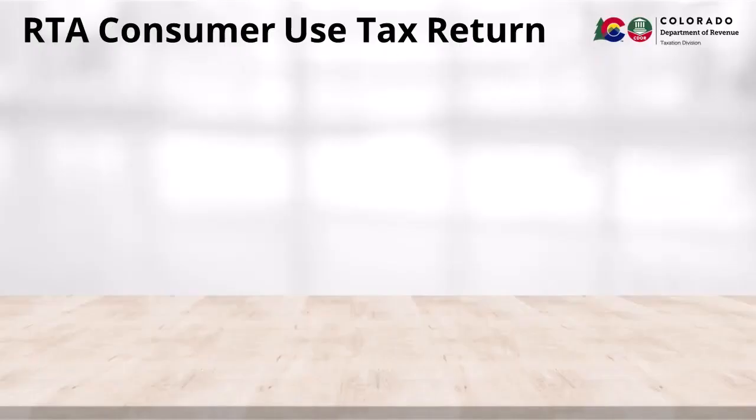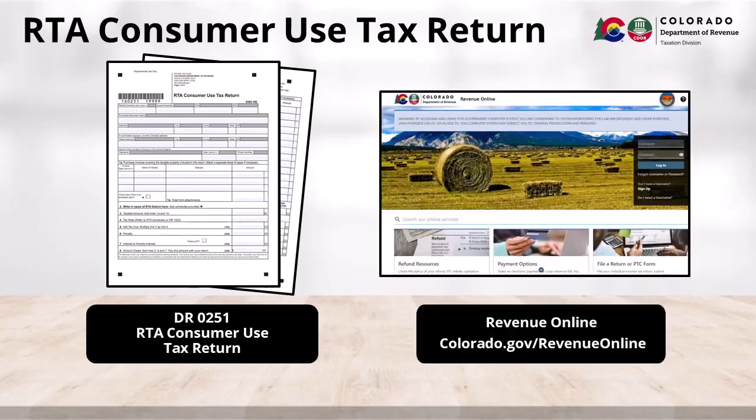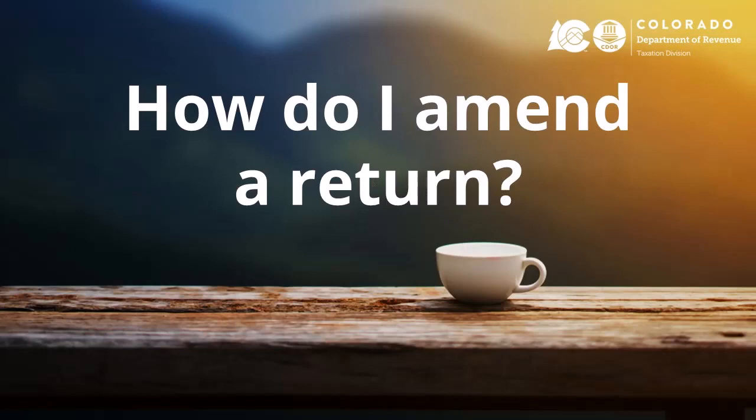To complete an RTA consumer use tax return, you can fill out and mail the paper form DR-0251. Individuals and businesses can also report and pay consumer use tax and applicable RTA consumer use taxes electronically on Revenue Online. We've discussed how to file a return, and you may be wondering how to amend a previously filed return. We've got you covered.